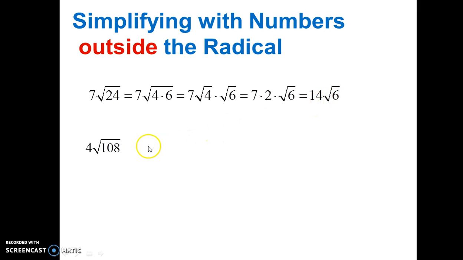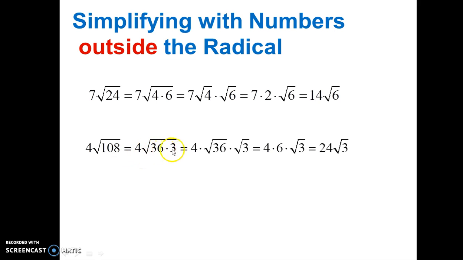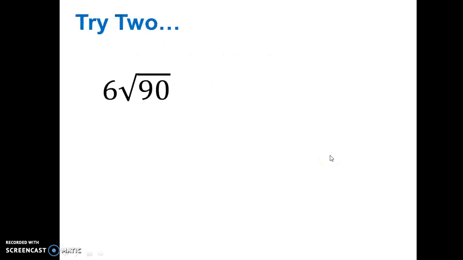Root 6 remains. This one here, 108. Well, 108 is made of 36 times 3. You're always trying to think of the perfect squares, right? If you keep the perfect squares in your mind, like 4, 9, 16, 25, 49, sorry, 36 as well. Keep those in your mind, and then the number you see, always think, can I break it down into one of those? So 36 times 3, the square root of 36 is 6. So a 6 jumps out right here. That 6 comes out. We have a 4 times 6 on the outside. Root of 3 remains in here. 4 times 6 is 24. There you have it.